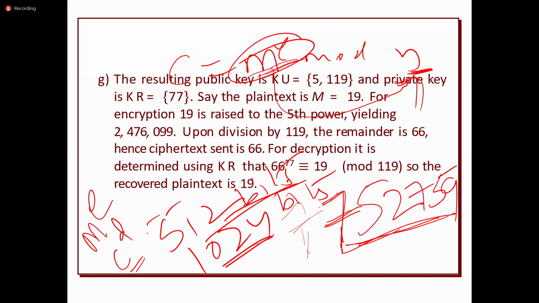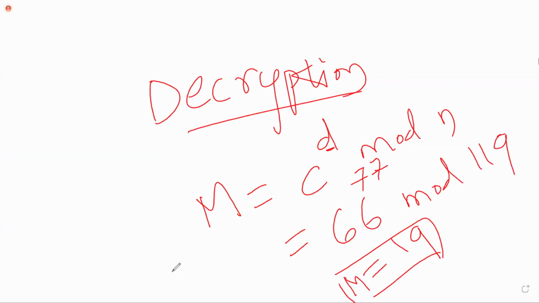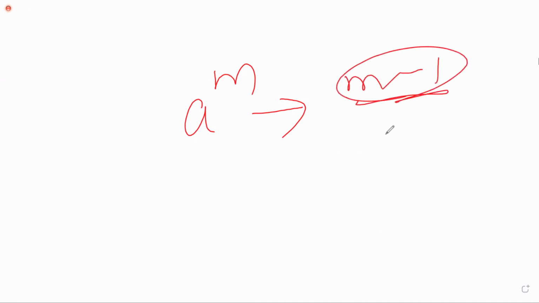Then how can we calculate this m power e or c power d value? Suppose there is a number like a power m. If we want to calculate a power m, we have to do m minus 1 multiplications, with the same a: a into a into a and so on.